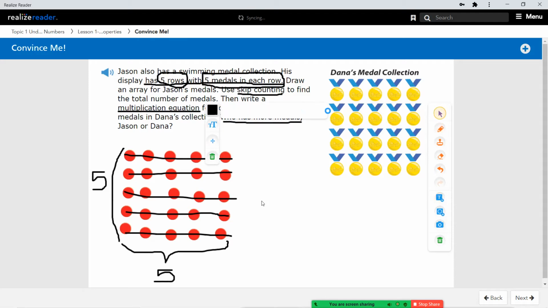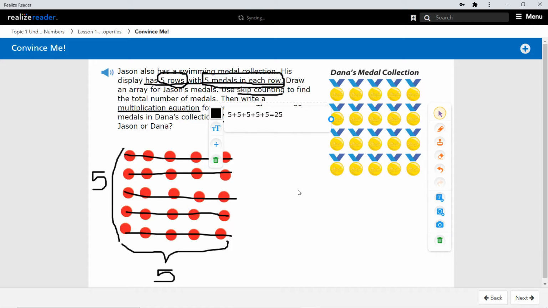So how would we write that out? We would write that out by saying 5 plus 5 plus 5 plus 5 plus 5 equals 25. Or if we're going to write it as a multiplication, we have 5 groups of 5. So 5 times 5 is also going to equal 25.